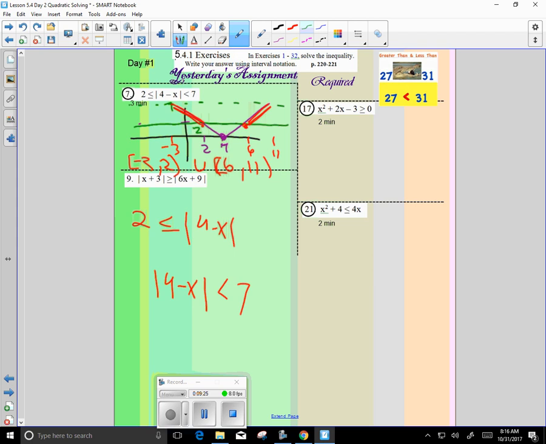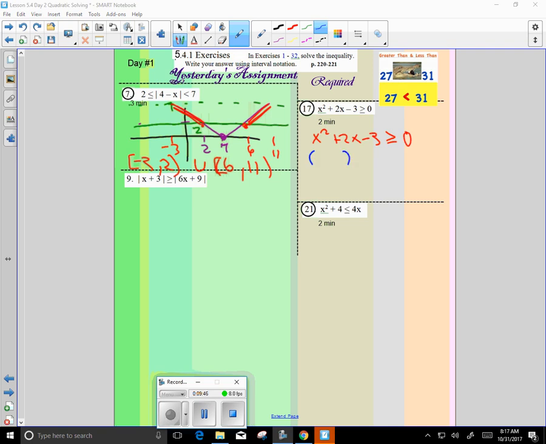Let's go to number 17. Last one I'm going to do, and then I'm going to have you do number 21. When you do an inequality here, this is what we're going to launch into today. X squared plus 2x minus 3 greater than or equal to 0. Turn to your neighbor. Tell them what you think I'm going to ask you to do first. So we're going to factor it. And that's going to be x plus 3 and x minus 1.